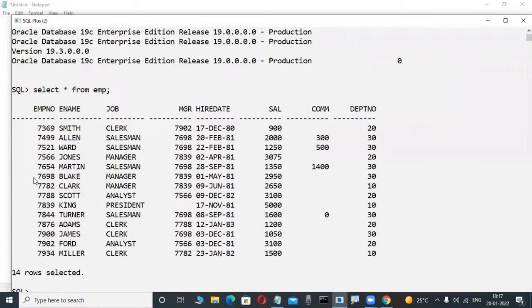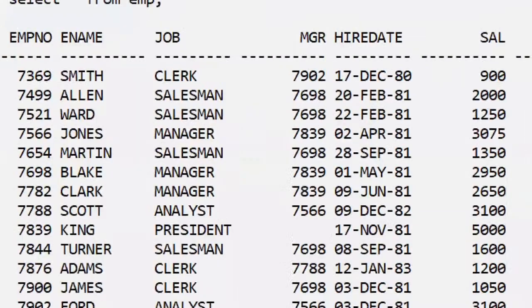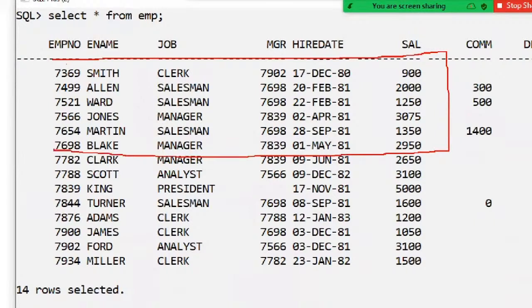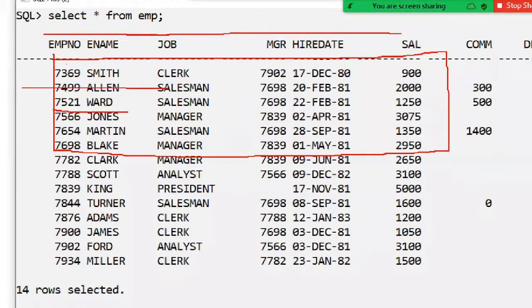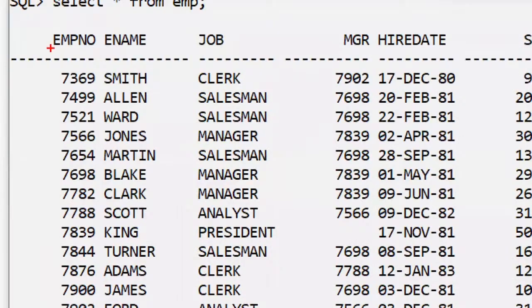For example, in this database, a structured collection of data is there or not? Yes, they are storing data in an organized fashion. Organized fashion means maybe a table. Here these are columns, here these are rows only. In an organized manner they are storing the data. Maybe this is a matrix format.